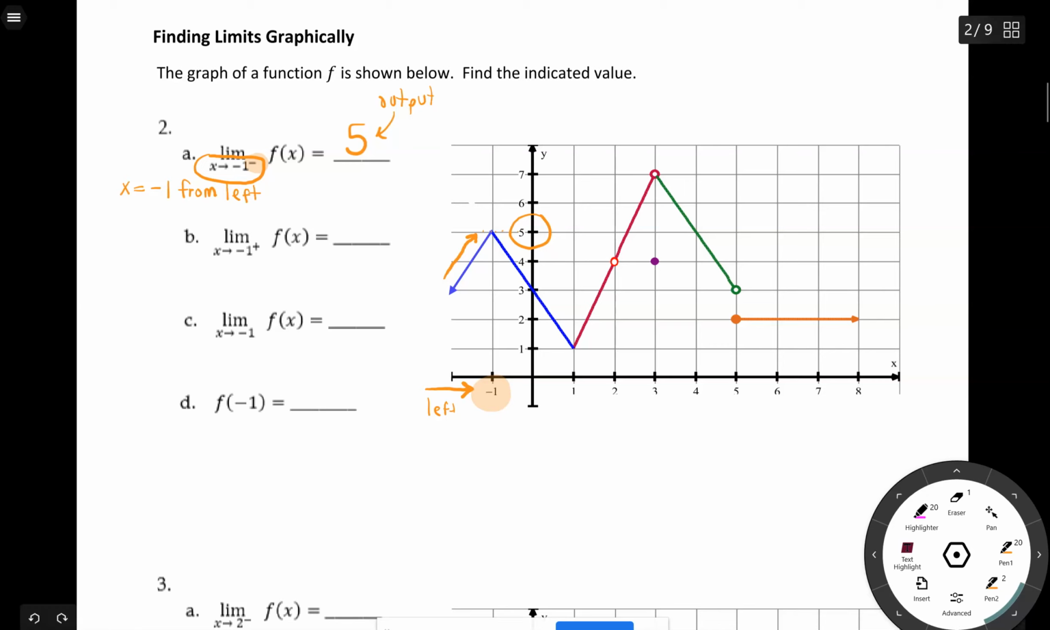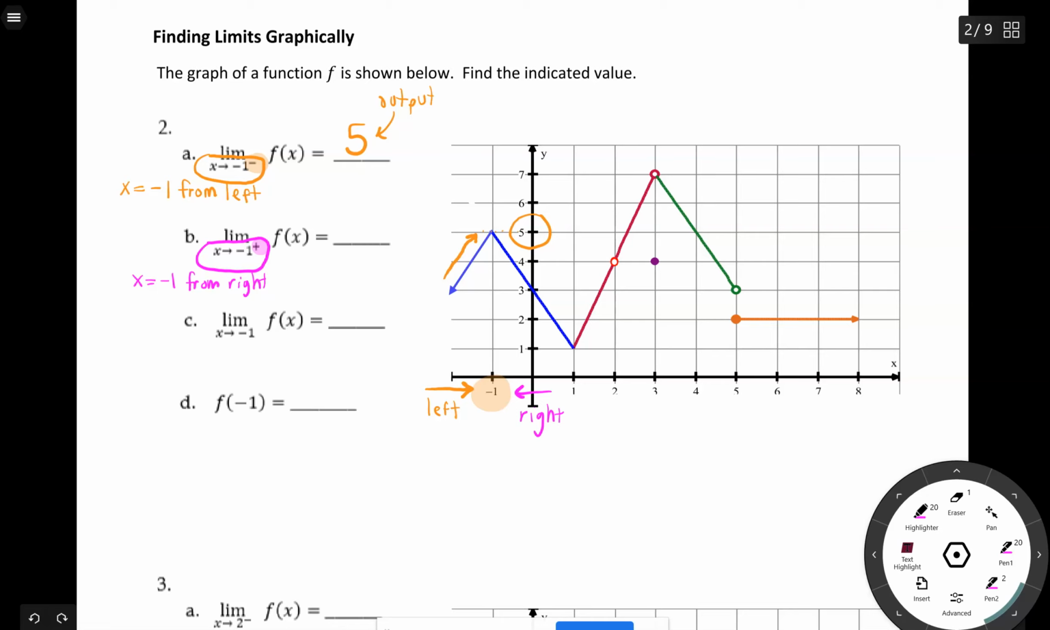Okay, so now let's look at that from the other direction. Let's look at that from the right. Okay, that's what B is saying. See how there's a -1, but now you have that little plus symbol? That's telling us to look at it from the right. So I'm going to approach this number from the right.